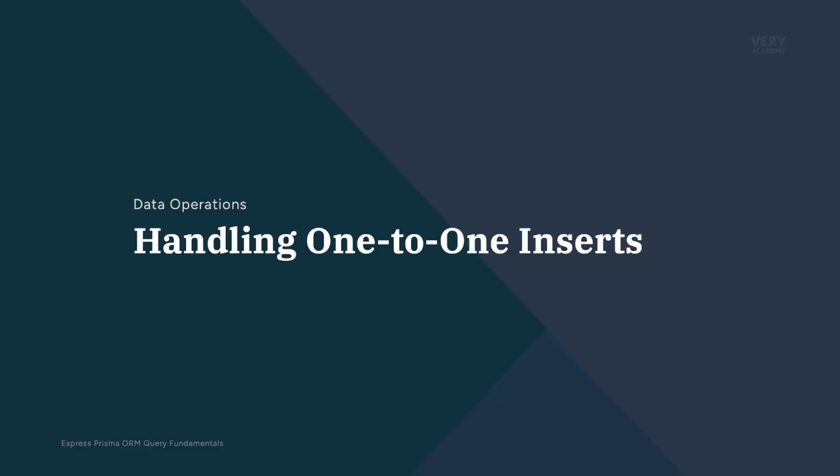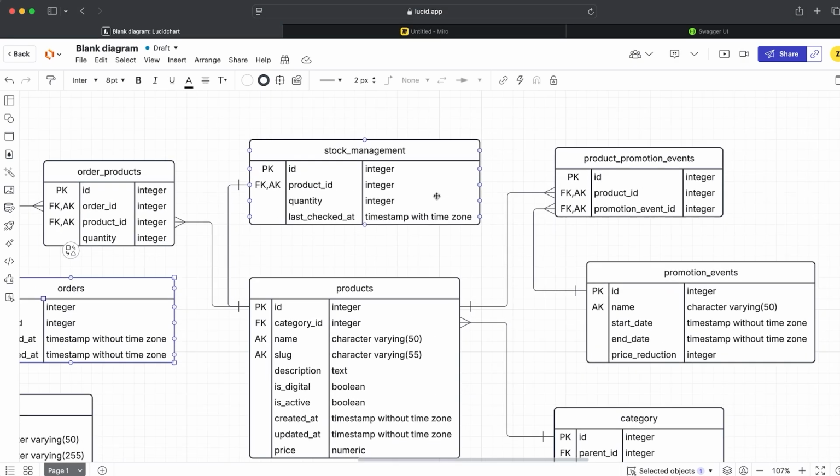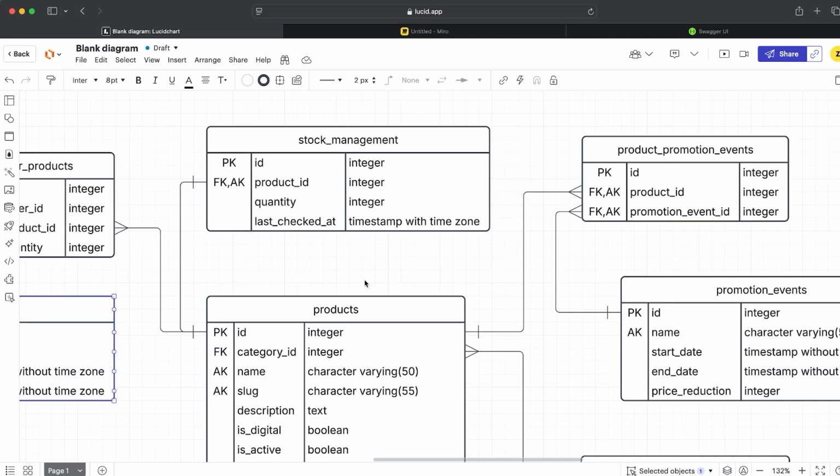All right, so now let's take a look at handling one-to-one inserts. More often than not, when we have a one-to-one relationship, we need to make sure there is a corresponding record. And that's the case here between products and stock management, our one-to-one relationship. Whenever we insert a product, we will want to make sure that we insert a record in the stock management because we need to know information about the quantity of that product that we have.